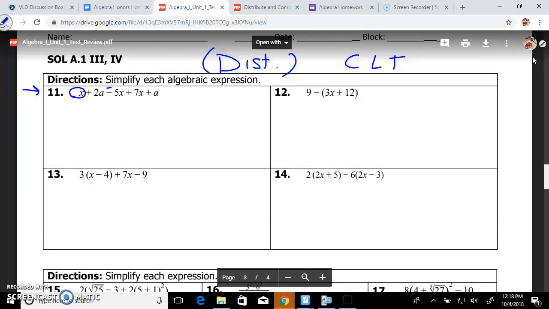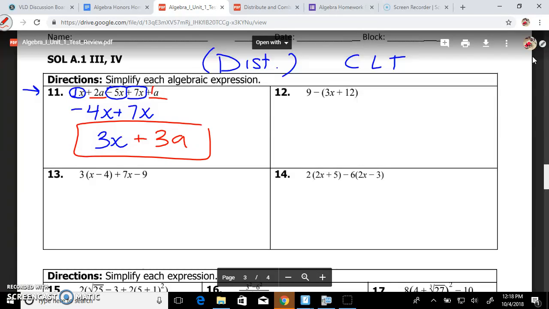I have an x minus 5x plus 7x. So really that's like 1x minus 5x, which is negative 4x. So that's negative 4x plus 7x. So that gives us 3x. And then we have 2a plus 1a. So I'd say plus 3a. And that's it.